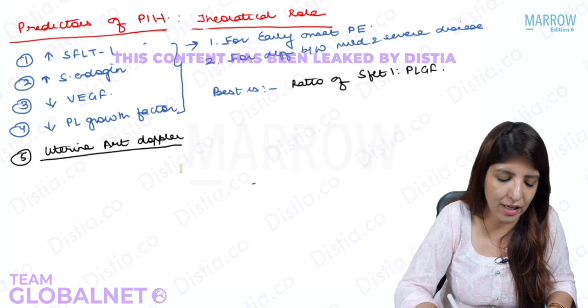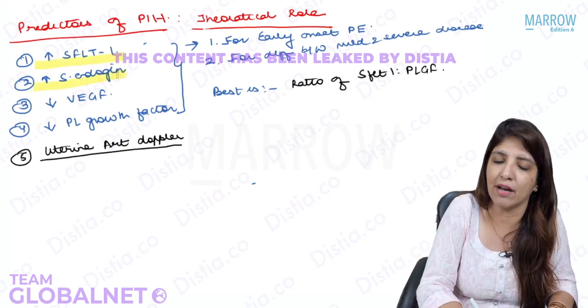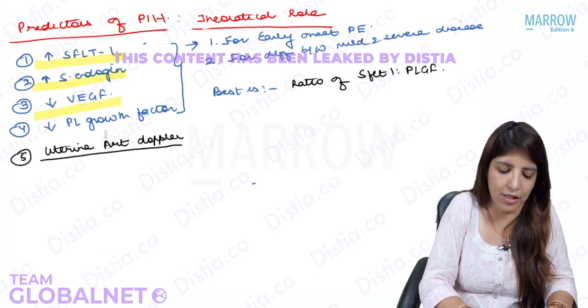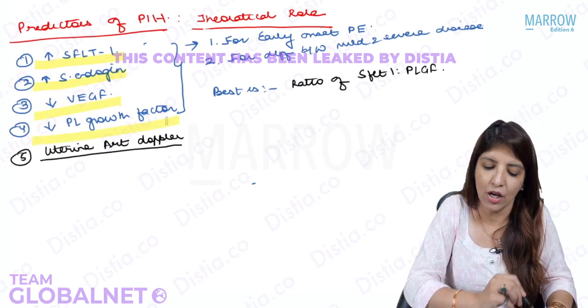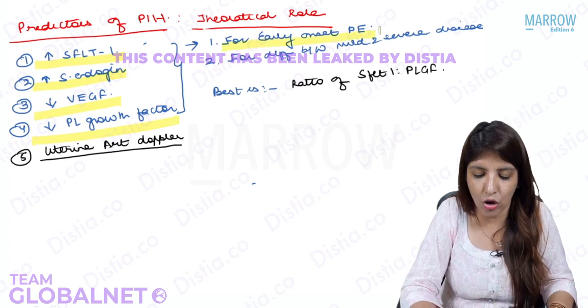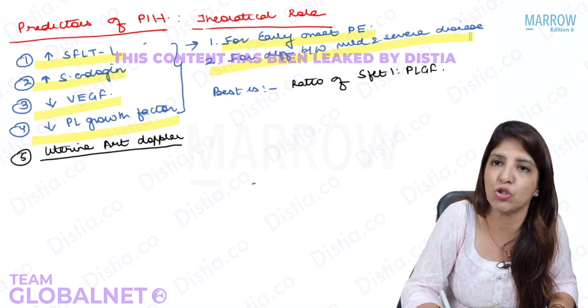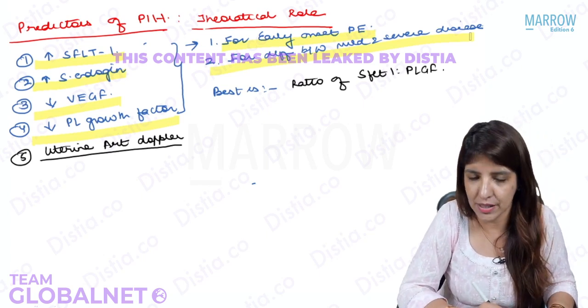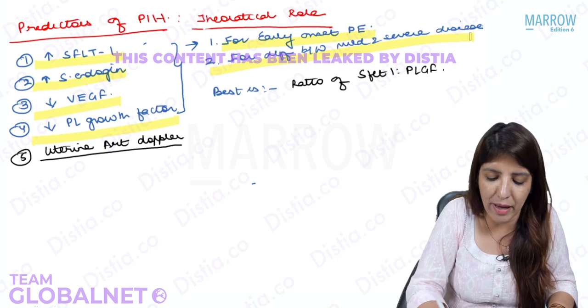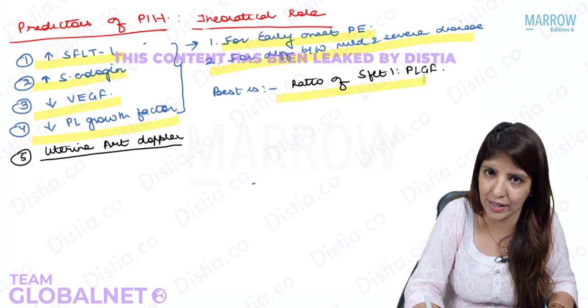and theoretically if there is increased sFlt-1, increased serum endoglin levels, or decreased vascular endothelial growth factor or placental growth factor, they have a theoretical role for diagnosing early onset preeclampsia, and they also have a theoretical role for differentiating between mild and severe disease. Out of all these, best is the ratio of sFlt-1 to placental growth factor, right?